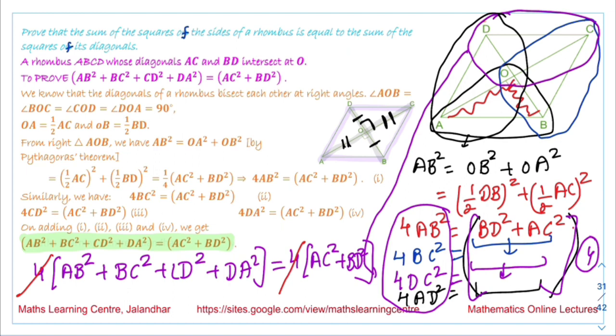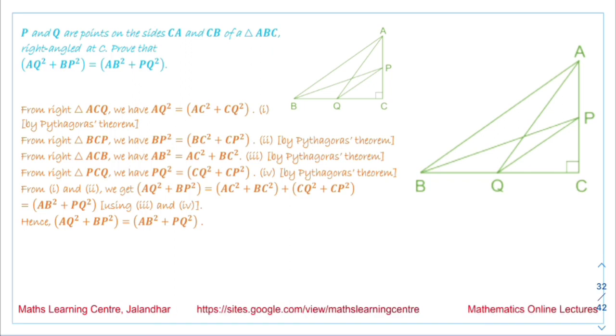Next we have P and Q. These are the points on the sides BC and AC of the right angle triangle ABC. We are talking about these two points P and Q. And we have to prove that AQ square plus BP square is equal to AB square plus PQ square. So it is given that triangle ABC is right angled, it means this angle over here is 90 degrees. So first of all we are considering the triangle ACQ.